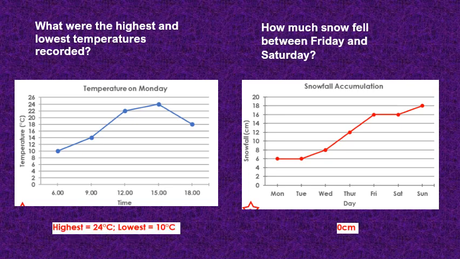Let's compare answers. What were the highest and lowest temperatures recorded? The highest temperature was 24 degrees Celsius. So if you look at 1500 hours along the horizontal axis, that measures 24 degrees Celsius. The lowest temperature, as you can see at 6 a.m., is 10 degrees Celsius.